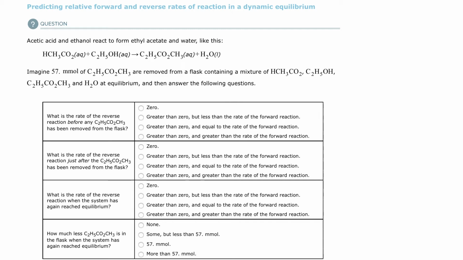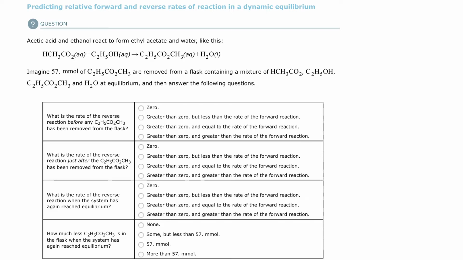Welcome back. This is an ALEKS training video on predicting relative forward and reverse rates of reaction in a dynamic equilibrium. So you've got some acetic acid, some ethanol alcohol, and it forms some ethyl acetate and water. And you've got a forward reaction going from reactants to products. You also have a backwards reaction going from products to reactants.